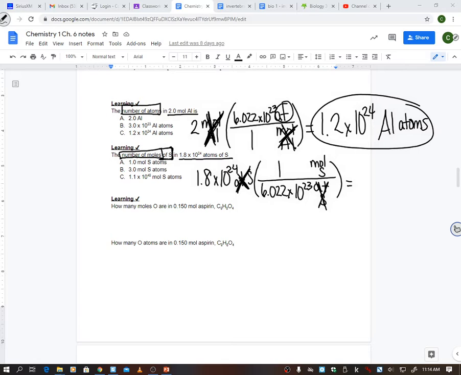And my answer, I'm going to take 1.8 times 10 to the 24th divided by, like I said, in your calculator, you may need to put this in parentheses when you're dividing, 6.022 times 10 to the 23rd, and that is 3, oh, it's just 3. It is just 3 moles of sulfur atoms.